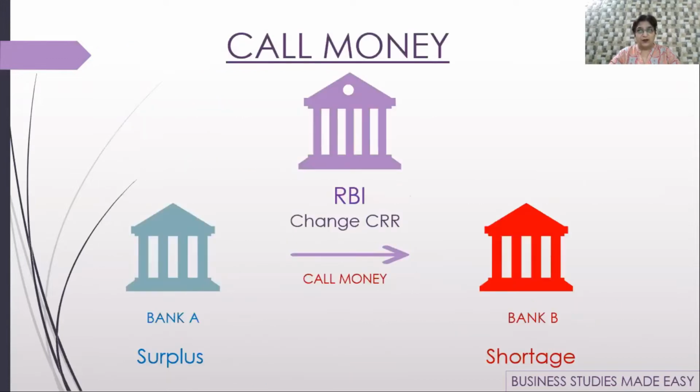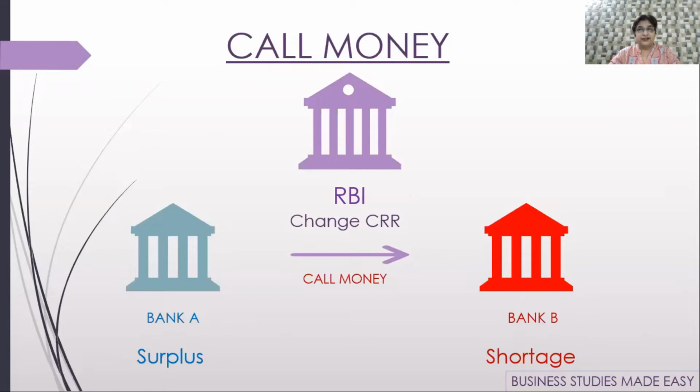Then come to call money. Call money is also called interbank money or telephone money. Now, what is call money? Now, RBI, as you know, is the apex bank. They keep changing the CRR. CRR is cash reserve ratio. They keep on changing. So this is the amount of cash that the banks have to keep. So they keep on changing it.